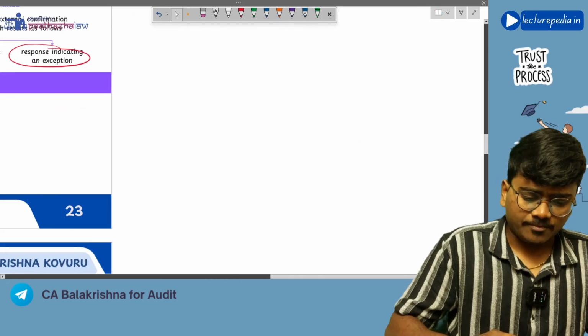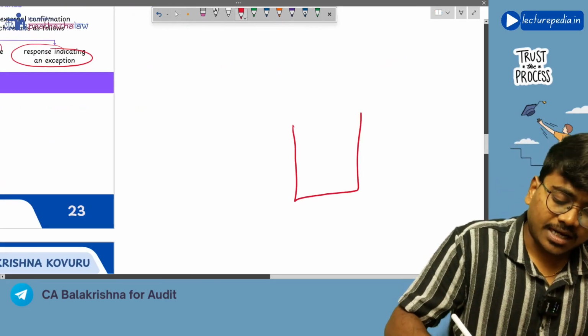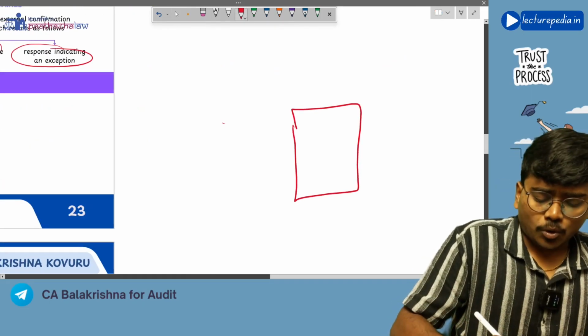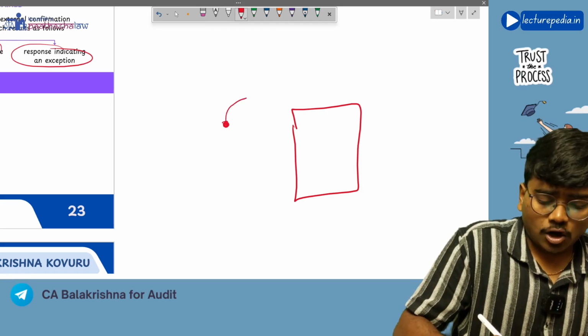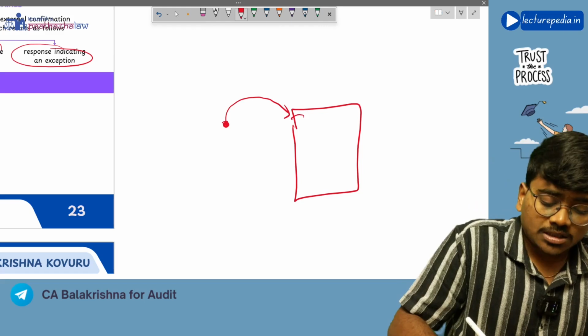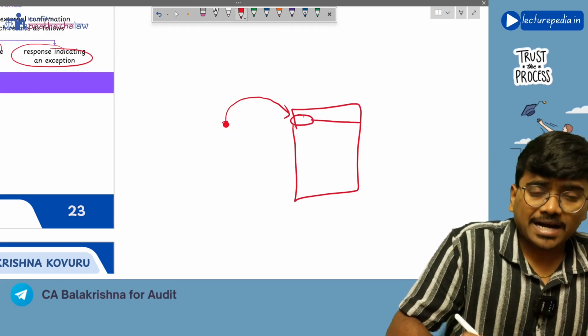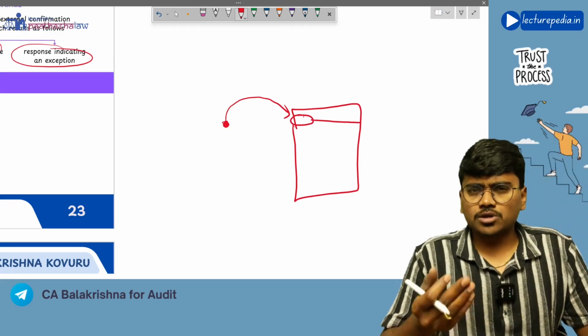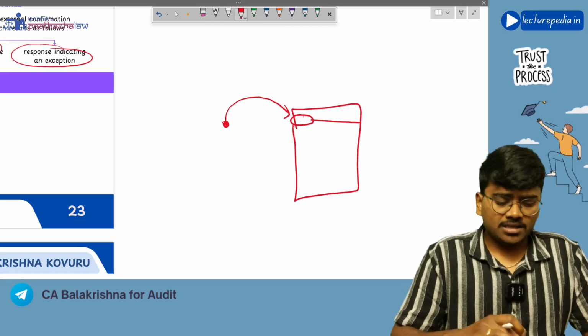So basically, when you are auditing for the current period, the closing balances of the previous year automatically become the opening balances of the current period. So these opening balances, do they have an impact on the current period transactions or not? So you need to verify the opening balances.